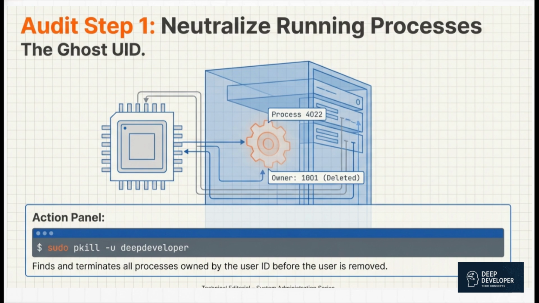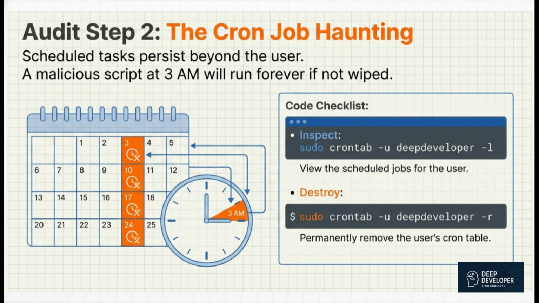All right, step 2, check for scheduled tasks or cron jobs. A user's crontab is basically their personal to-do list for the server. So just imagine deepdeveloper set up a script that runs every single night to back up a critical database. If you delete the user but forget to check their crontab, that backup script could just keep running forever. You can use crontab -u deepdeveloper -l to list their jobs, and once you've checked them, you'd use -r to remove the whole crontab.